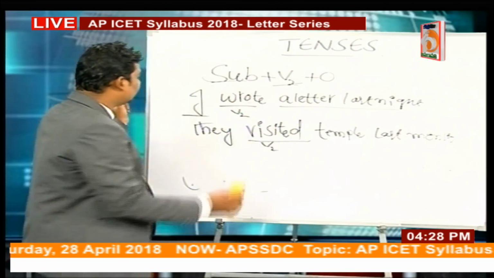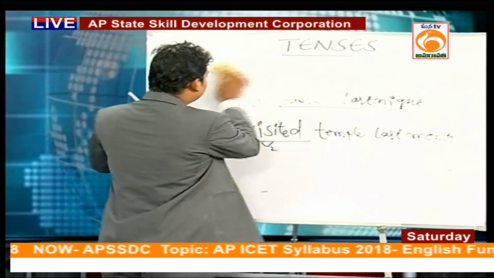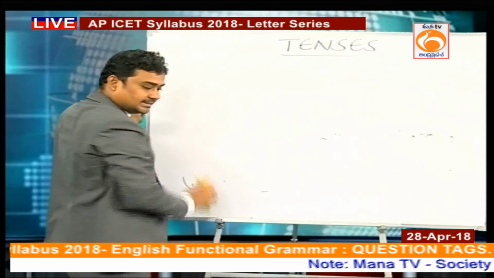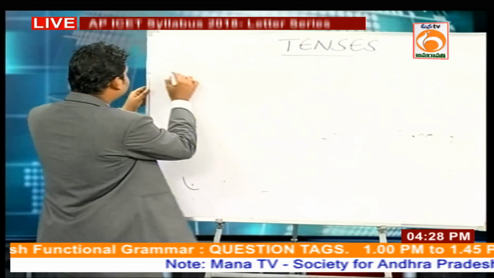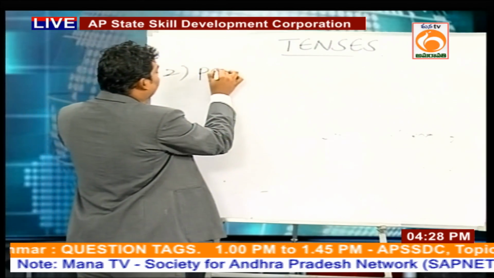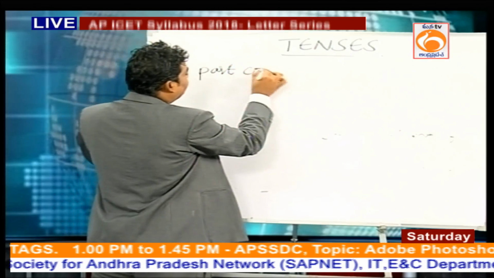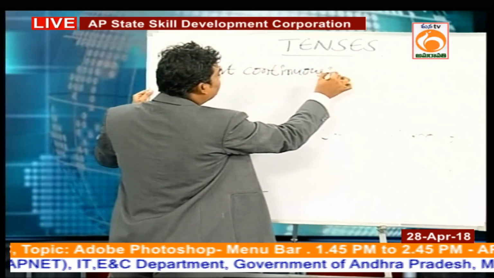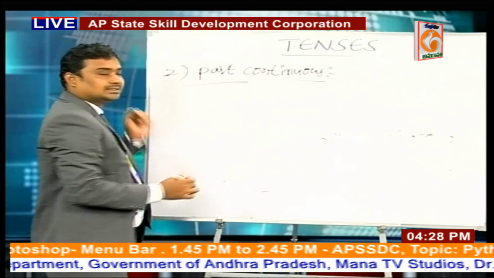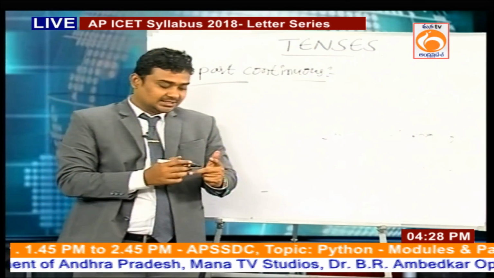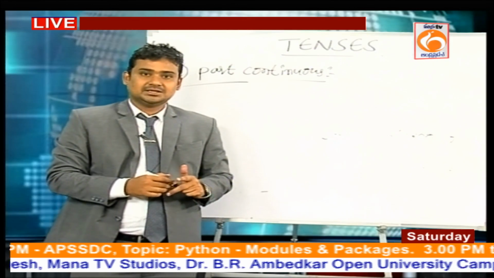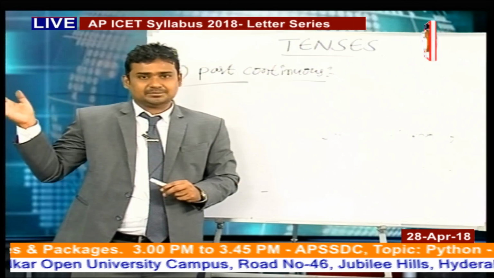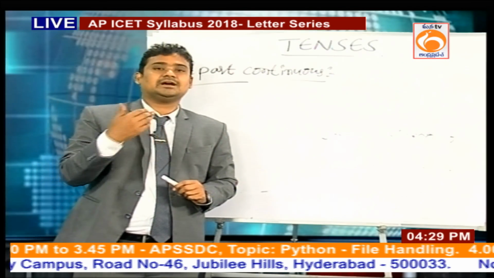So next one is the second subcategory of tense, past continuous tense. What is past continuous tense? Where should we use past continuous tense? The past continuous tense denotes an action or event that was going on sometime in the past. The time of action may or may not be mentioned.